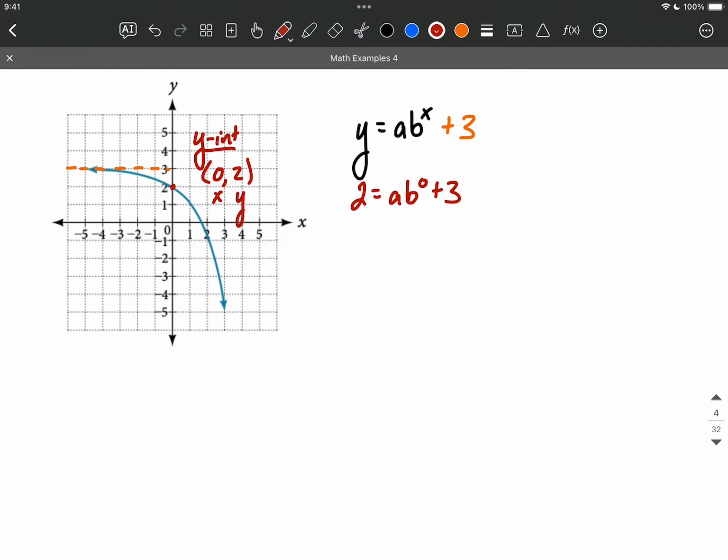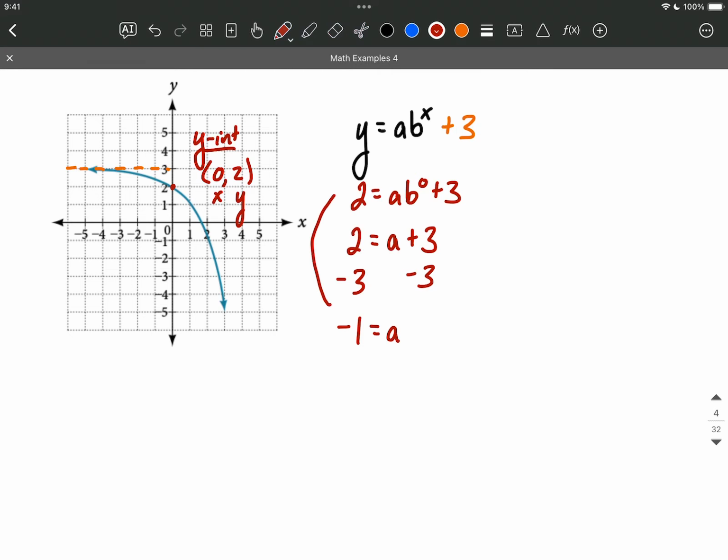Why I like to pick out the y-intercept is because x is up in the exponent, and I know that whenever we raise something to the 0 power, it's the same thing as 1. So really our equation becomes y equals a times 1, which is just a, plus 3. This gives us an equation where we only have the one unknown, the a, and it should be pretty easy to solve for by just moving the 3 to the other side. So subtract 3, and we get negative 1 as our value for a.